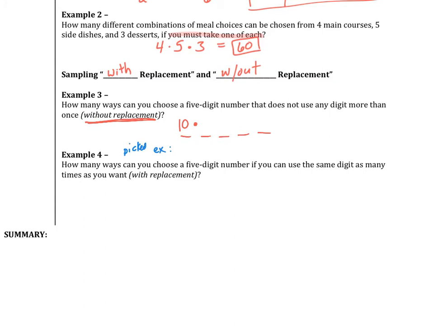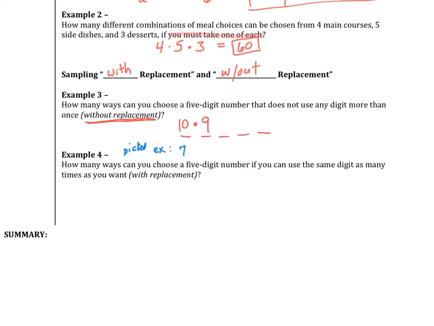So I'm going to pretend this is our example in blue. You picked 7. What number can't you pick now because we can't use the same number twice? You cannot pick 7 again. So your options for the next digit are 0, 1, 2, 3, 4, 5, 6, 8, or 9. You cannot pick 7 again. So there's only 9 numbers left to pick from because we no longer can pick 7.